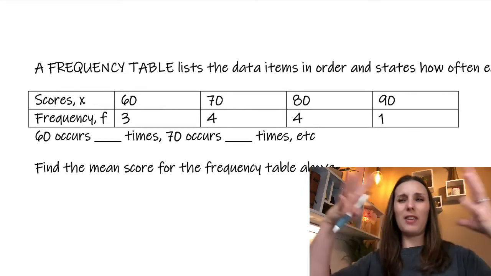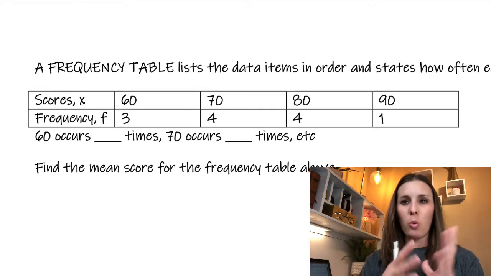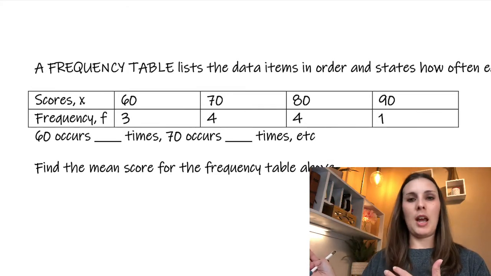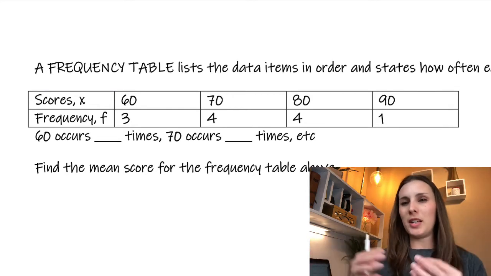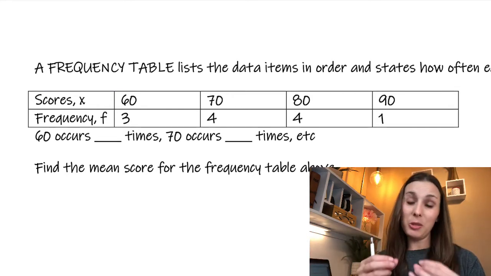So it's just kind of a way of condensing a large table where all these scores are written out the long way. You can organize it in this table called a frequency table that makes it a little bit easier to read.